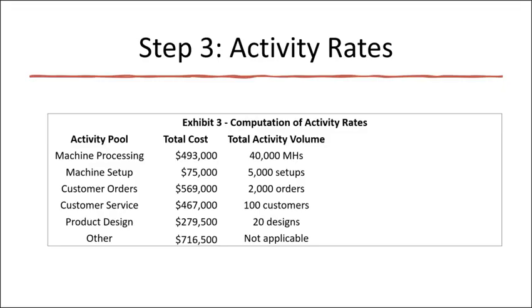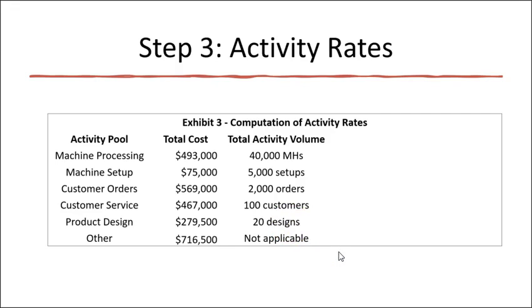So the team gathers some records for the total amounts of each activity that has occurred during the period. They find that during the year, the company logged 40,000 machine hours. There were 5,000 setups. They processed 2,000 customer orders. They served 100 distinct customers and completed 20 new product designs. Well, with this data in hand, we're ready to move on to one of the most important steps. Here's where the magic happens.